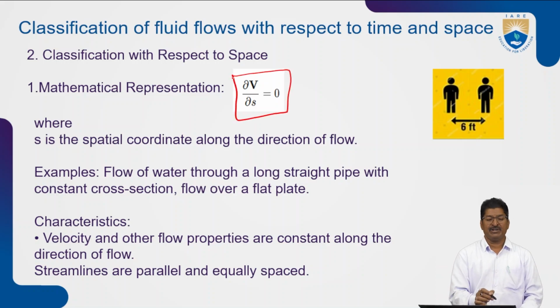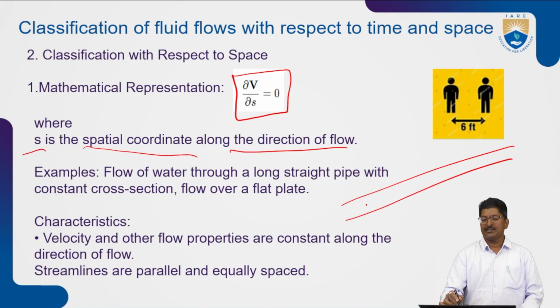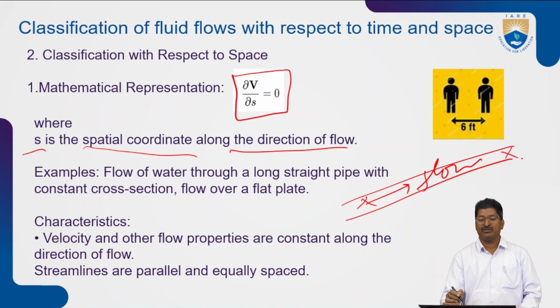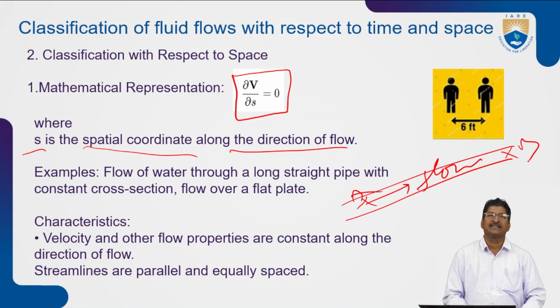So what is the S here? It is nothing but the spatial coordinate along the direction of flow. So if a pipe is there, this is the fluid flow direction. The spatial coordinate: here is one point, here is another point. Between these points A and B, that is the S. Those are the spatial coordinates.